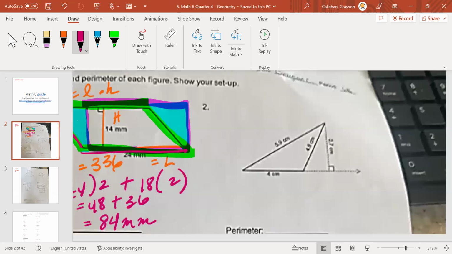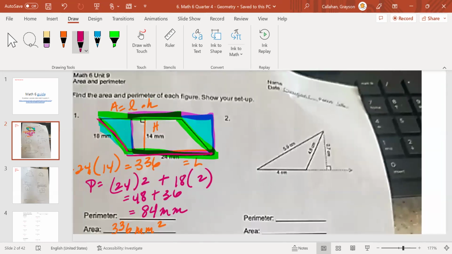Let's take a look at number 2. This is a triangle, right? So to find the area of a triangle, base times height times 1/2, okay? What is your base of the triangle? 4 centimeters. That's your base. What's your height? No. Height is this part, 2.7. Do you see what I'm highlighting here? So then you're going to have 4 times 2.7 times 0.5, which is half.